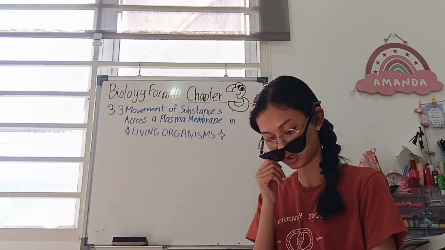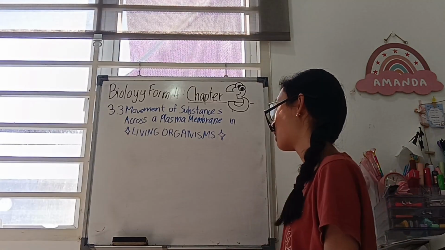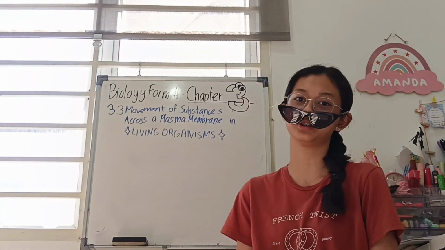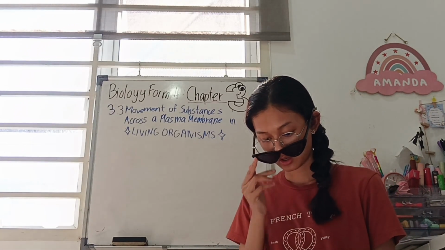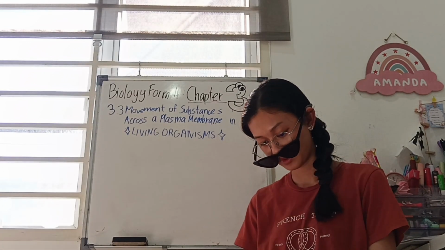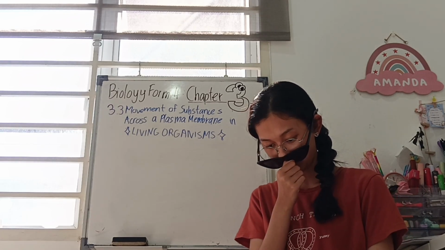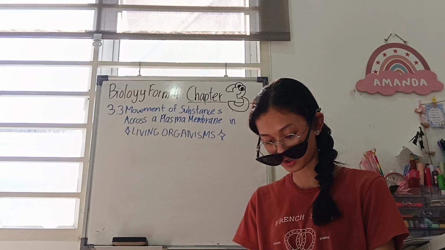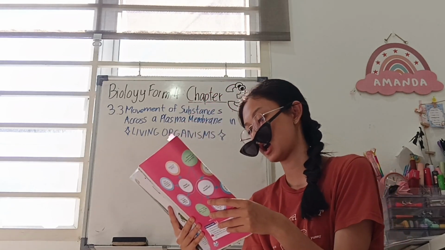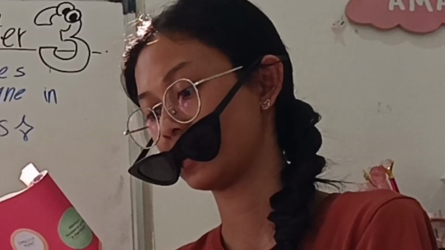Okay, next is active transport. Active transport is transport across the plasma membrane, but they use energy. They use ATP. So first point, absorption of glucose and amino acid in villus. Second point, reabsorption of glucose through the renal tubule in the kidney. Third point, transport of sucrose from a leaf to a phloem tissue. And the fourth point, absorption of mineral ions by a plant root hair cell.